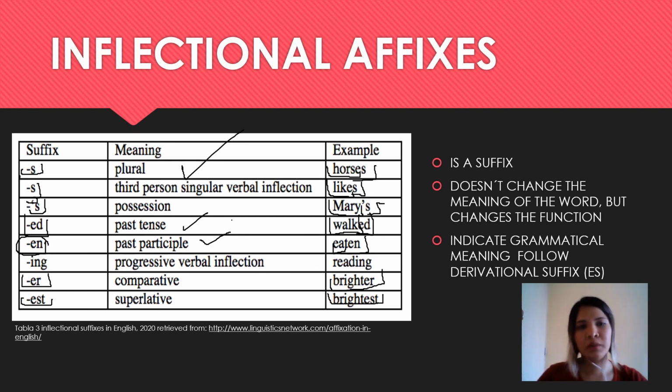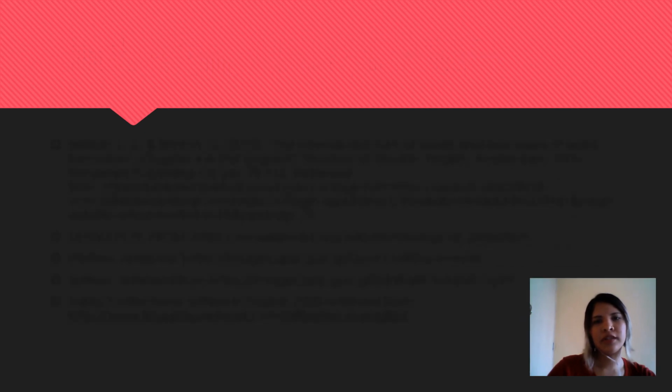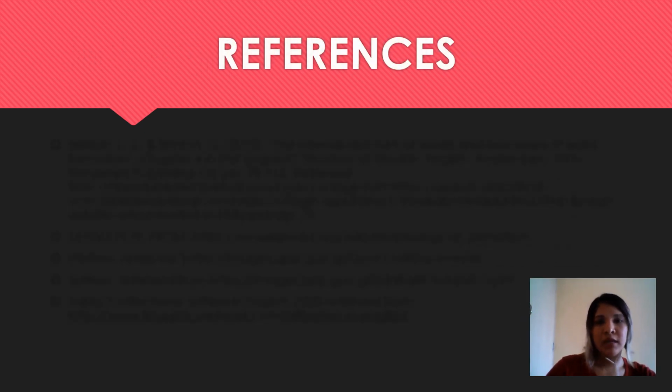So it's very important to distinguish the difference between derivational and inflectional affixes, because derivational affixes change the meaning of the word, while inflectional affixes indicate grammatical meanings and they don't change the meaning of the word, but change the function of this word. So that's all. If you want to continue checking this topic, you can verify this reference at the end of this video.